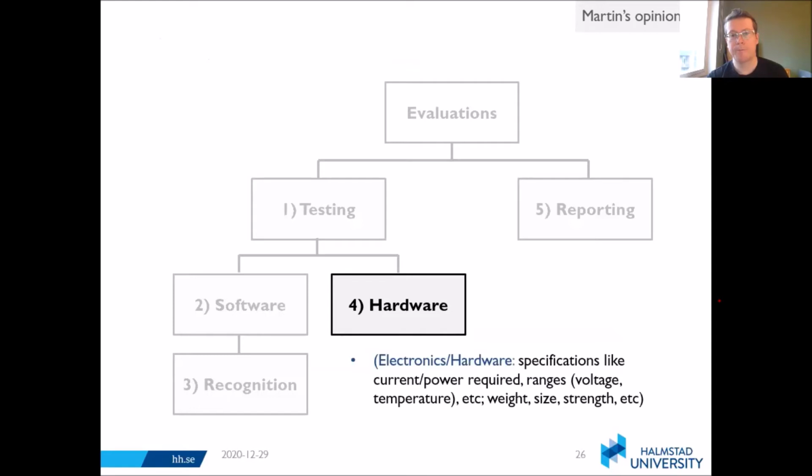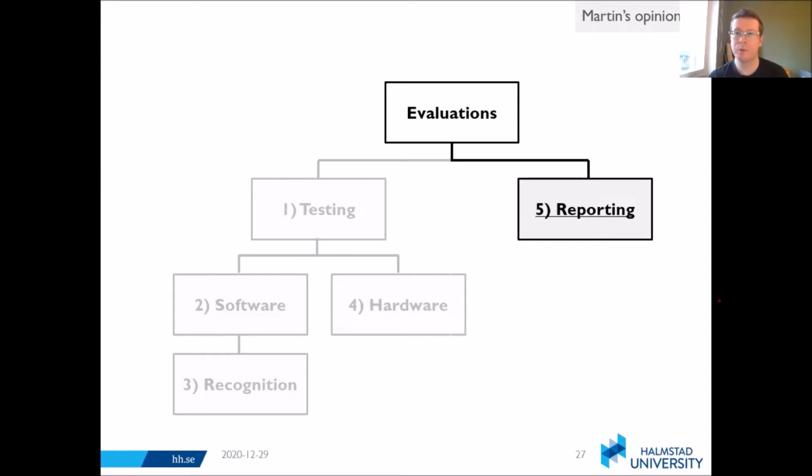Okay, hardware. Your focus in this course and in the master program where our students usually come from is mostly on software. So this is just a stub for now, but if you want to evaluate electronics or hardware, then you look at various similar things. You can use stress tests applying high voltage or high current and see how your system does, or heavy loads or fast speeds. Okay, we go on to reporting.